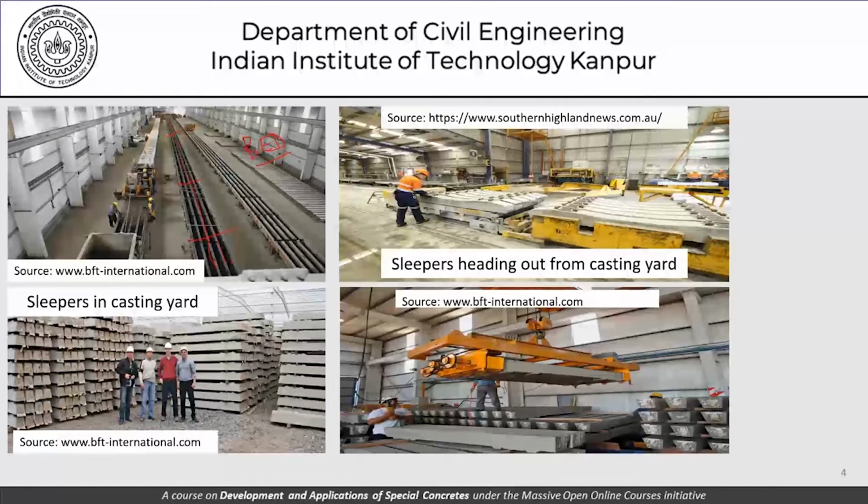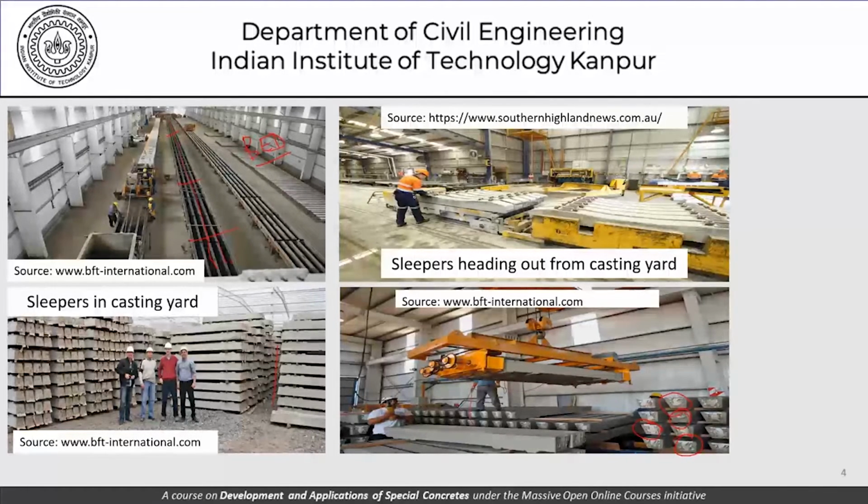Here are some pictures of the handling of the sleepers as they are being moved around. This is the sleepers heading out from the casting yard. These are being lifted and placed in position, and you can see special marks on the surface. Now I'm leaving it to you to think about what these special marks could be all about. And here are sleepers which are stacked in the yard.